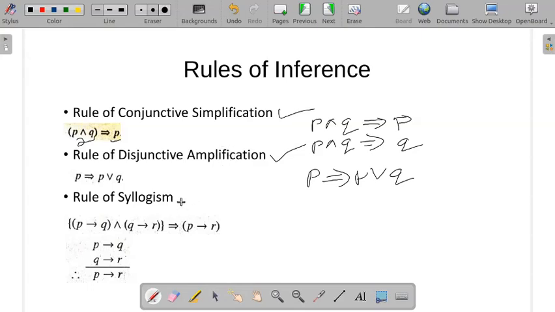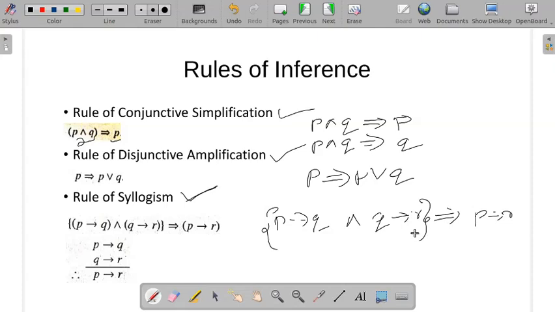Next, an important one, the rule of syllogism. What it says is, if P conditional Q is true and Q conditional R is true, that means P conditional R will be true. It is represented as an argument form like this: P conditional Q is true and Q conditional R is true, then P conditional R will be true. This is the rule of syllogism, and it is a very important one.